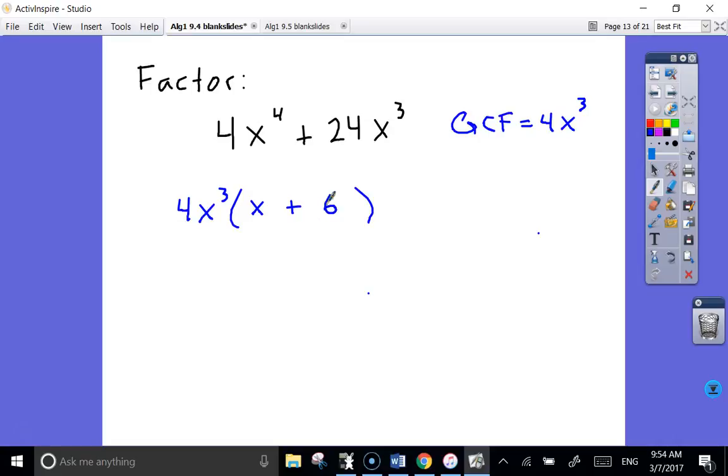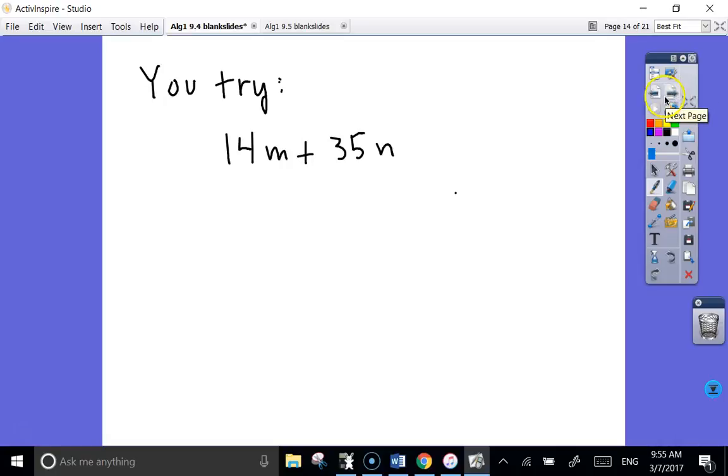So, you know, to check your work, distribute. 4x to the third times x, add exponents, is 4x to the fourth. 4x to the third times 6 is 6 times 4, 24x to the third. That's it. So we're not finding what x equals. We're just learning about the factoring part for now. So try that one. Find the greatest common factor between those two.